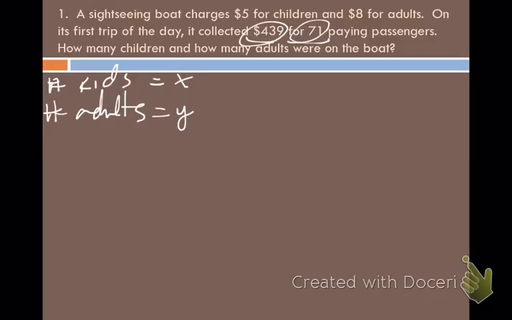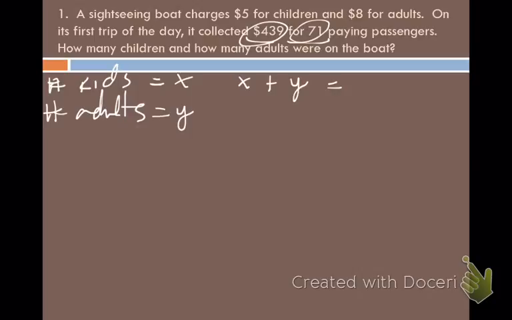Okay? Well, if we're going to count the passengers and get 71 passengers, that means we counted the kids and we counted the adults and we added those two groups together, right? Since x is the number of kids and y is the number of adults, then our first equation, we can just take the x plus y, and that's going to have to give us 71. That's how many people were on the boat.